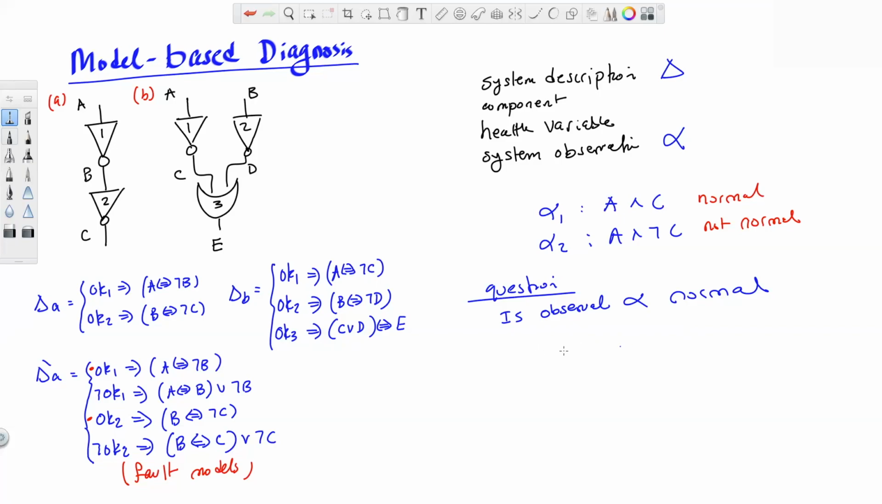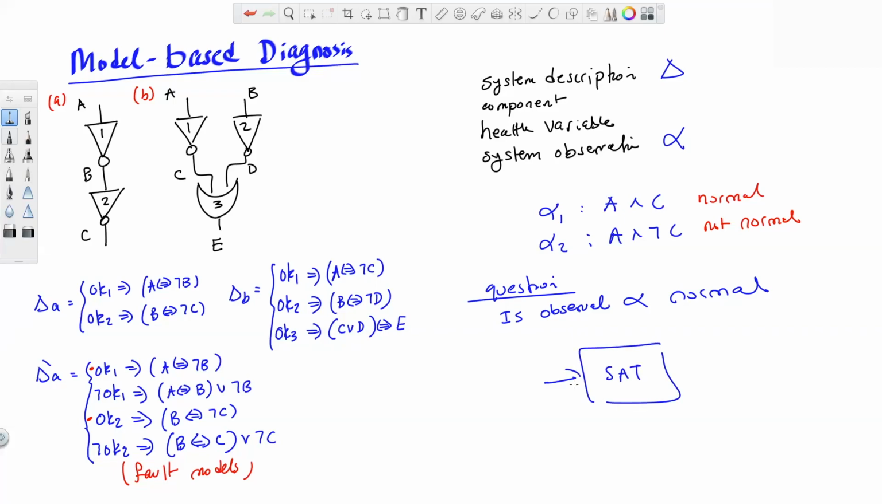I want to write something here that can be evaluated by an algorithm. So let me make it simple on you. You have a SAT solver and you want to pass something to the SAT solver. And depending on what you get from the SAT solver, yes or no, you will know whether the observation is normal or not. What should you pass that SAT solver? What should I give the SAT solver?